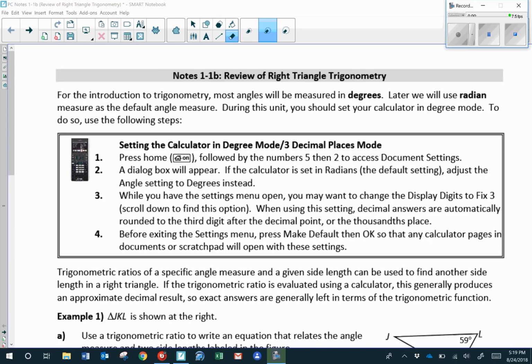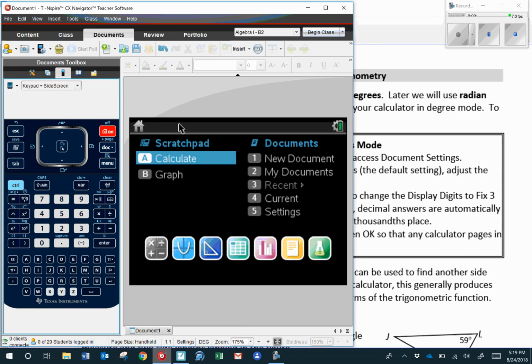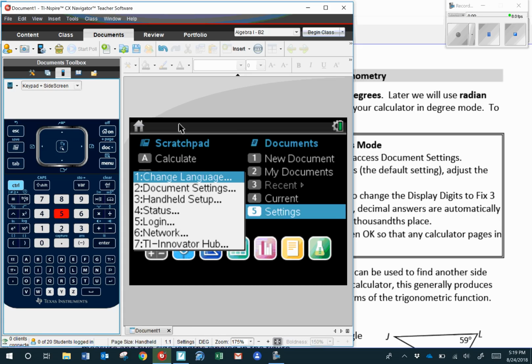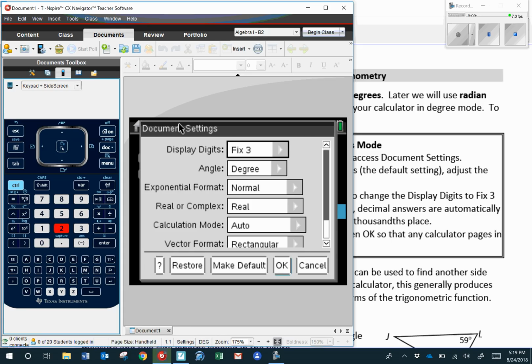Okay, we're going to continue our review of right triangle trigonometry with emphasis on using the calculator. First thing we're going to want to do is grab your calculator, press the home key, and you should have this screen. Once you're on the home screen, press the number 5 to access settings, followed by 2 to get document settings. We want to set two things today.